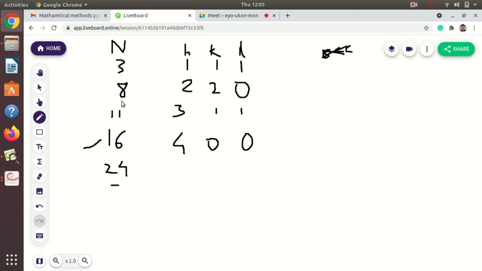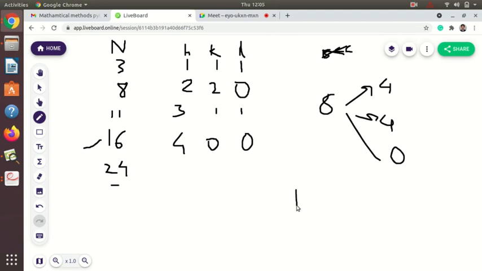So for 8, the nearest square is 9, but it is greater. So the smaller one is 4. So subtract 4 from that. There must be one 4 there. Then what is remaining? There must be another 4. Is there anything remaining? No, so it is 0. So it is 2 2 0.